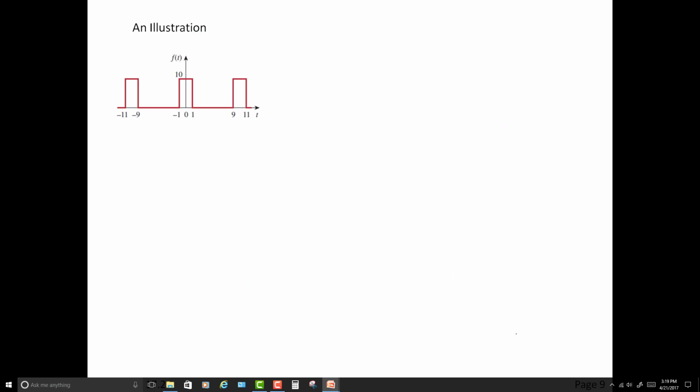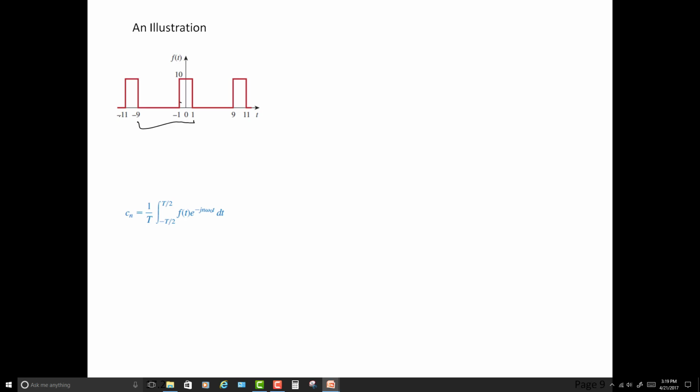So let's look at an illustration. Here is a periodic waveform, right, where the period is clearly, what, 10. We can go from wherever you want to measure that. We can go from minus 9 to plus 1. Anywhere you go is 10. And the duty cycle looks like it's maybe 20%.